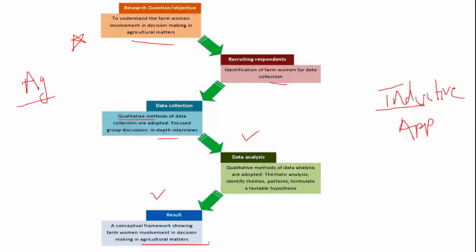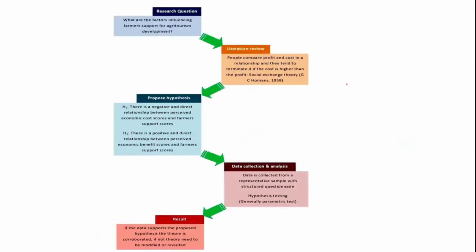Now let's go a little bit ahead and understand the deductive research approach. When I'm talking about the deductive research approach, it will start with your research question: what are the factors which influence farmer support to agriculture tourism, that is agri-tourism development. Here I have taken another example about the factors which will influence the development.